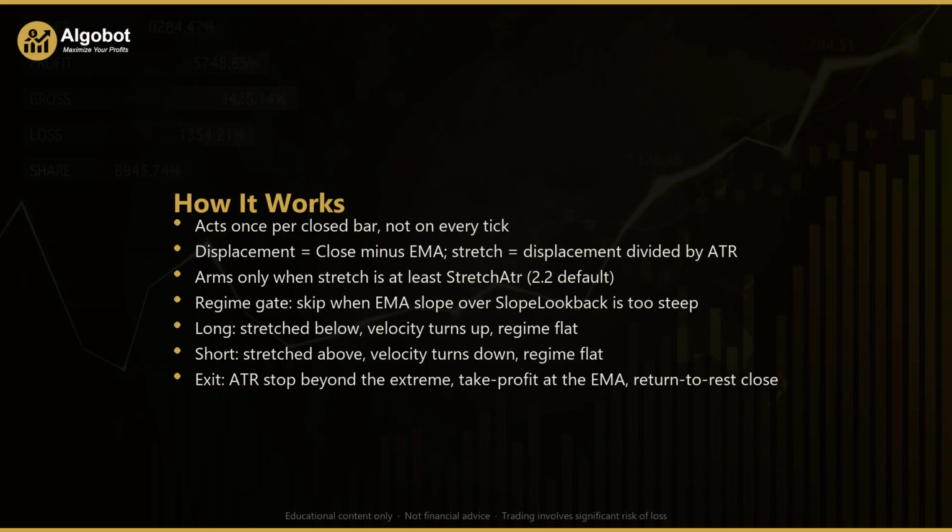On top of that, there's a dynamic return to rest exit. While a trade is open, if price reclaims the moving average, the strategy closes the position and banks the reversion, even if the exact target level was never touched. Only one position runs at a time per magic number.